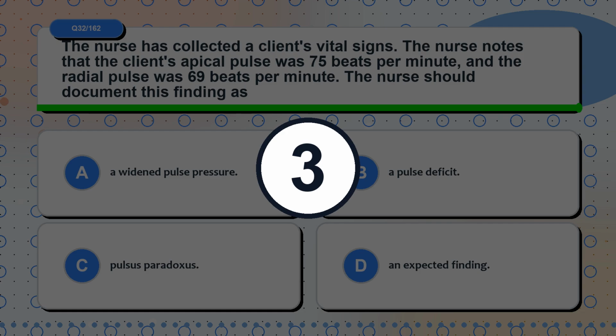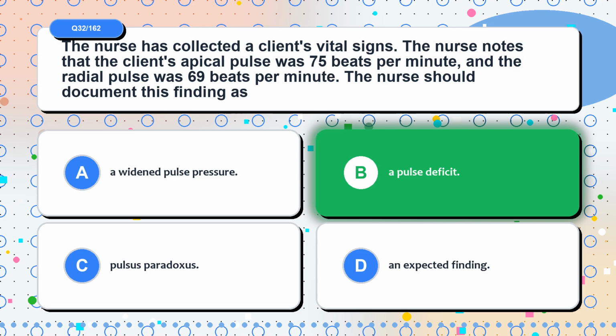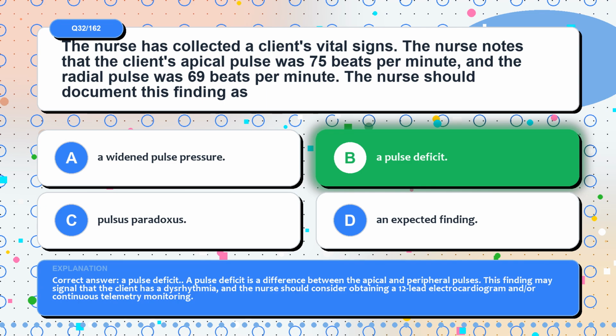The correct answer is option B, a pulse deficit. A pulse deficit is a difference between the apical and peripheral pulses. This finding may signal that the client has a dysrhythmia, and the nurse should consider obtaining a 12-lead electrocardiogram and or continuous telemetry monitoring.